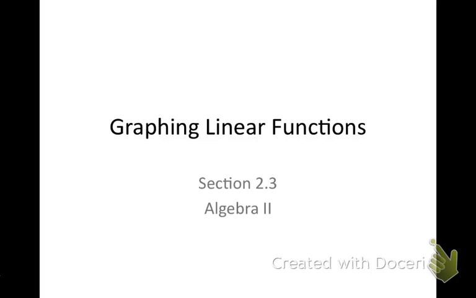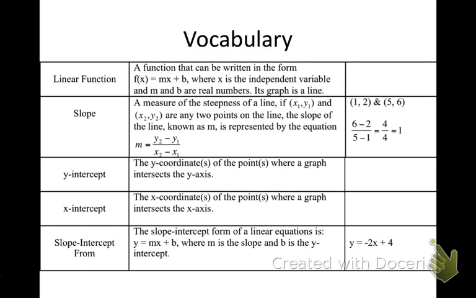All right, section 2.3. A linear function is a function that can be written in the form f of x equals mx plus b. Essentially, a linear function gets us a line, that root word there, line. Okay, x is the independent variable. m and b are real numbers, and again, its graph is a line. So we're going to get a line as a graph. Everything we're graphing today should be a straight line.